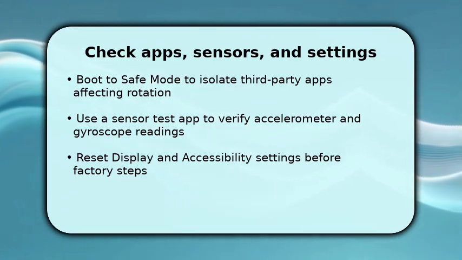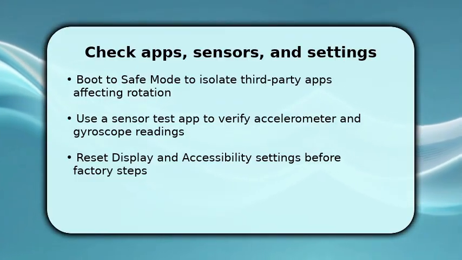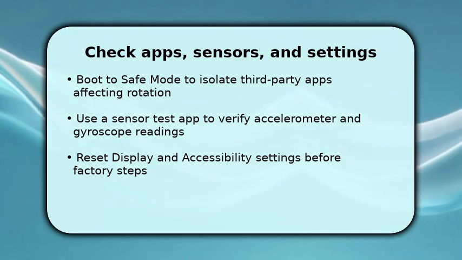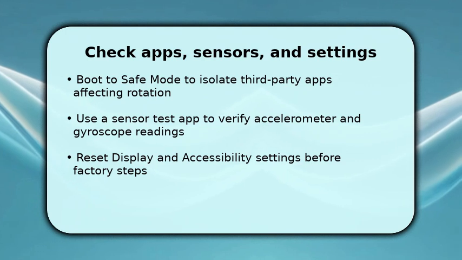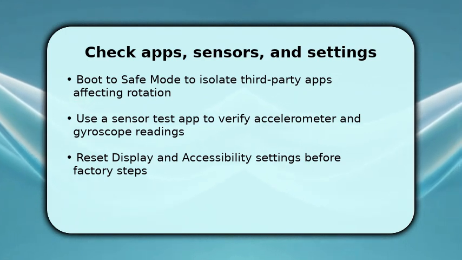Then, inspect display and accessibility settings for forced portrait options and reset them if needed. Once you identify whether an app or setting is responsible, uninstall or reconfigure it. Otherwise, prepare for deeper resets or calibration.